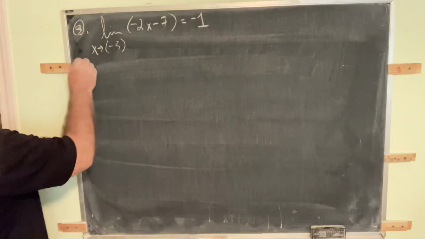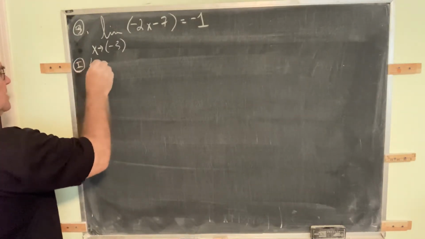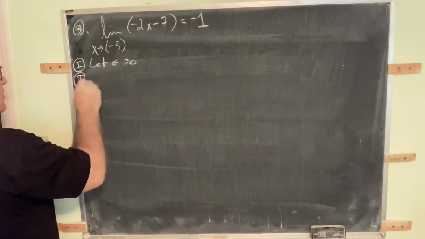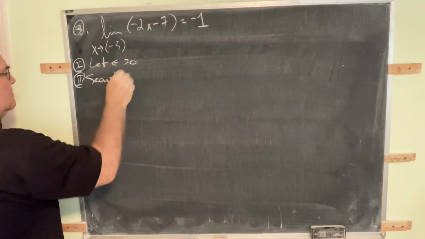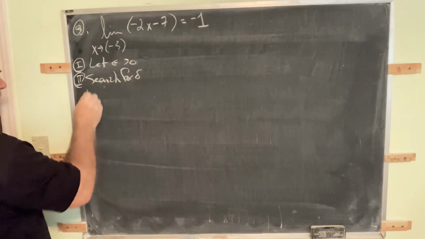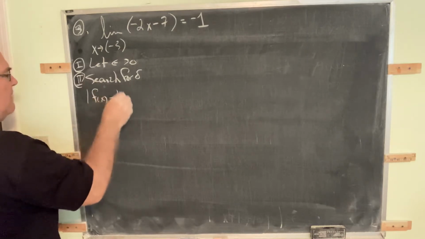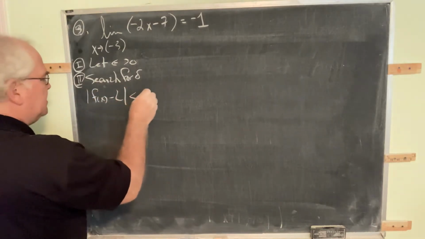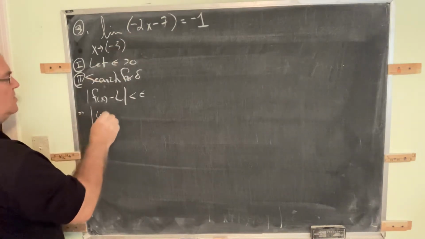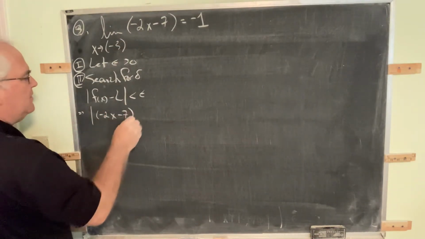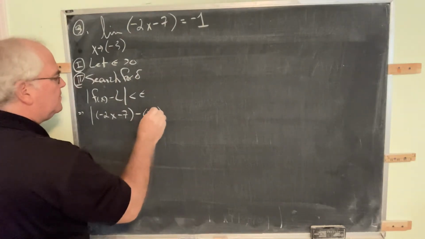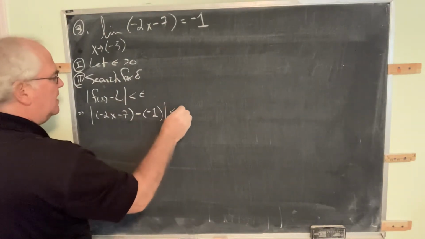So number one, let epsilon be greater than 0. Number two, we're going to search for delta. And the search for delta starts at the end. So absolute value of f(x) minus L is less than epsilon. So this implies absolute value, what's f(x)? That's negative 2x minus 7, minus L. I've got to be careful. Minus negative 1 is less than epsilon.